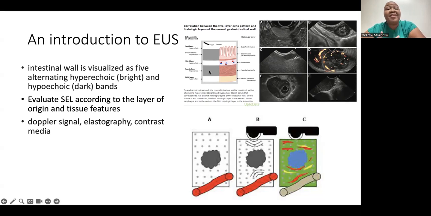Like I said, we can then attach Doppler signal, elastography, and contrast media that tells us more about the quality, or the properties rather, of the lesion that you're looking at. Is it vascular? Is it cystic? Is it a solid lesion? Does it have calcifications? Is it harder or softer? Things that help you delineate or try to predict with better sensitivity what the most likely histology of what you're looking at is going to be.